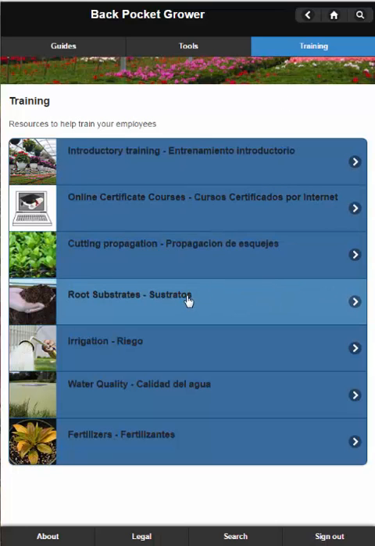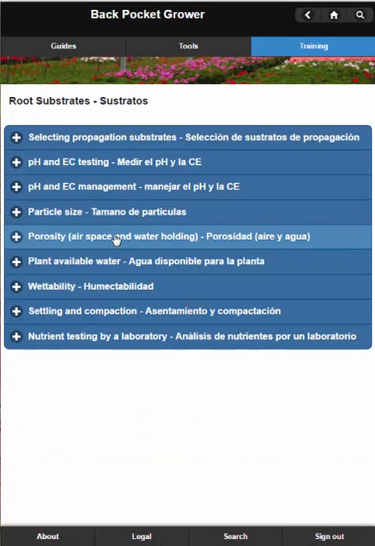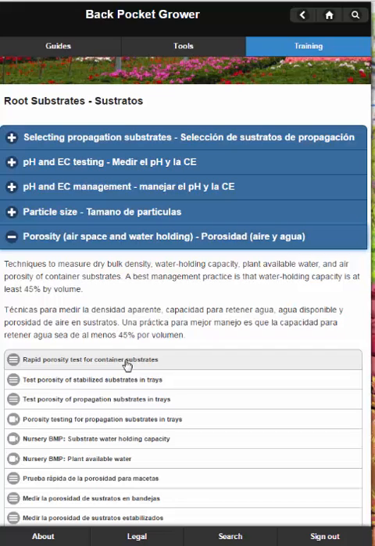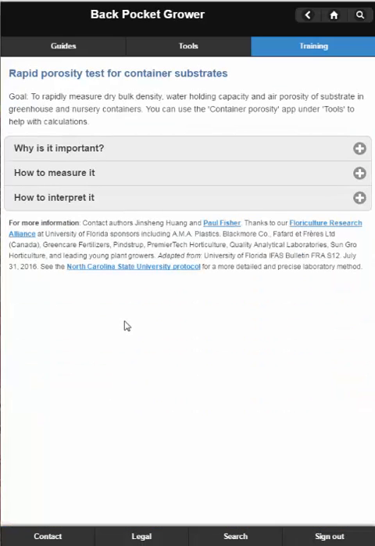Go into Training, then Root Substrates, and select Porosity. You'll notice that there are a number of other quality control tests. The fact sheet that we're going to focus on is the rapid porosity test for container substrates. It's set up like the other fact sheets within Backpocket Grower. So there's a goal for this type of test, which is to rapidly measure dry bulk density, water holding capacity, and air porosity of a container substrate. And associated with this fact sheet, there is also a calculator app under Tools.